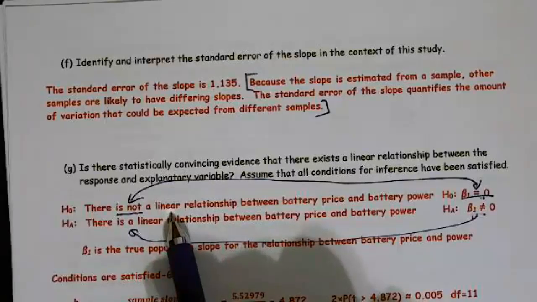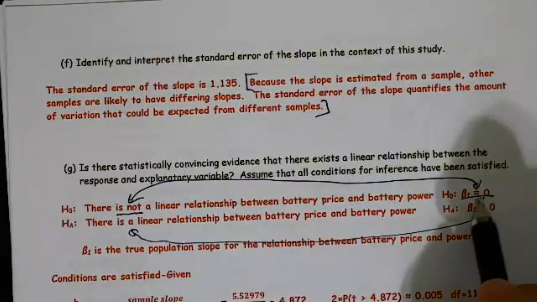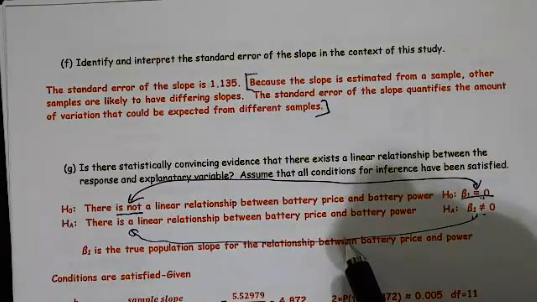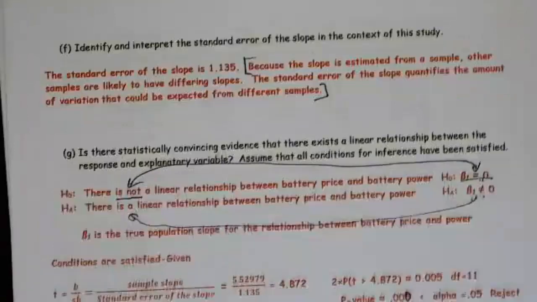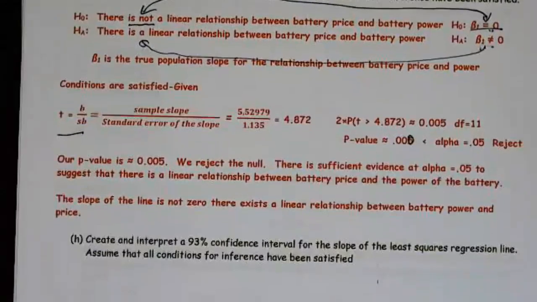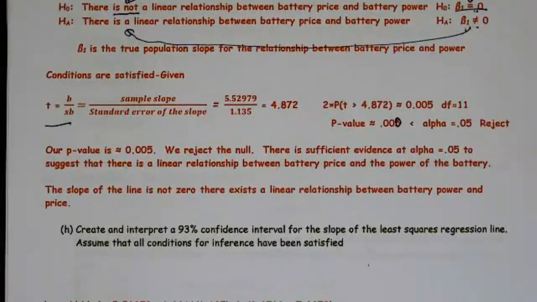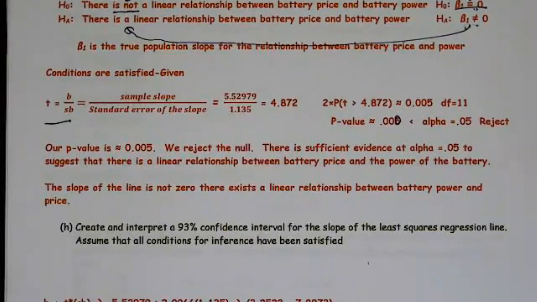Because we rejected the null, we rejected that there's not a linear relationship, but we believe that there is a linear relationship. Please remember, equal to 0 means not a linear relationship, does not equal 0 is a linear relationship. I know that's backwards, that's twisted from what we've done everywhere else. Be careful with that.